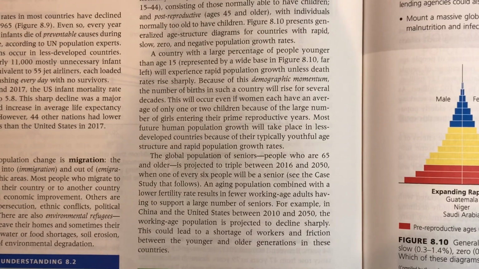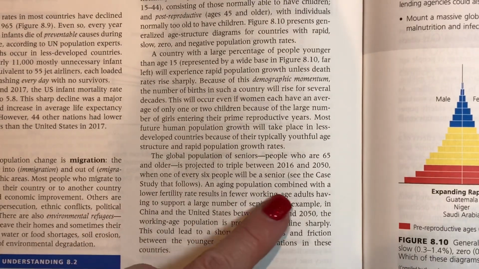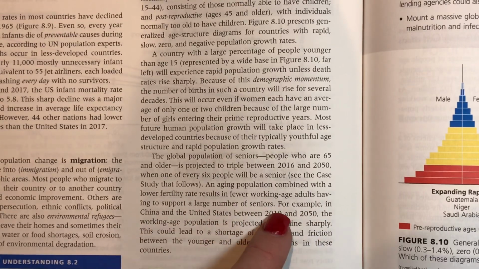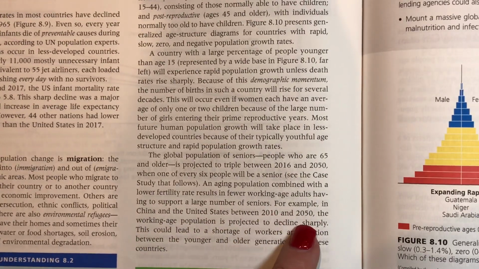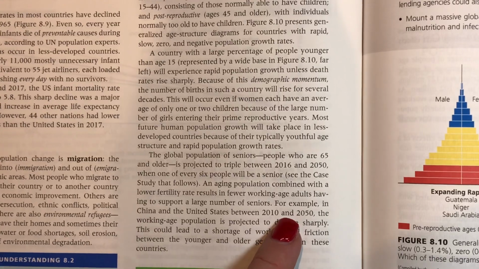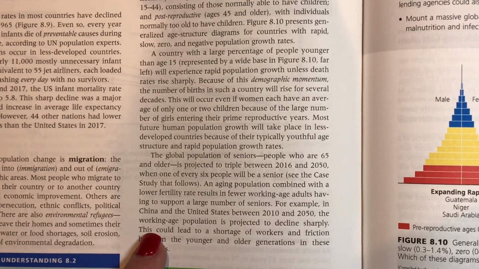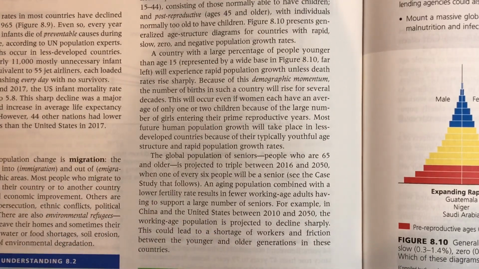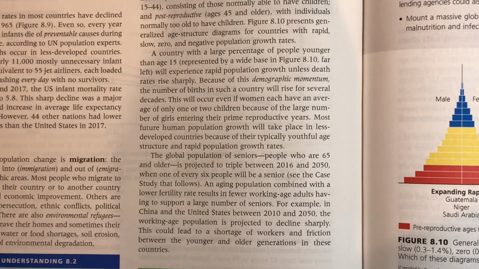Let's see. What is the result of a longer lifespan and lowered fertility rates in a country? That is where you end up with an age structure diagram right here. Fewer working age adults having to support a larger number of seniors. This is something we're starting to see here in the United States. China's seeing it. Japan is already seeing it for sure. Shortage of workers is problematic.